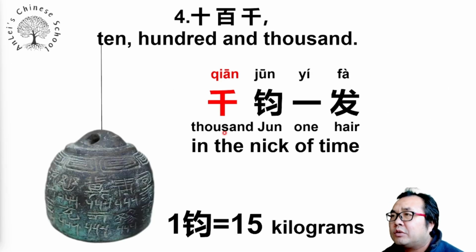There's an idiom called 千钧一发. 1,000 jun, one hair. That means in the nick of time, a critical moment. Jun is a unit of weight in ancient China. 1 jun equals 15 kilograms. So imagine tying a hair to a 1,000 jun weight. The hair could break any second.